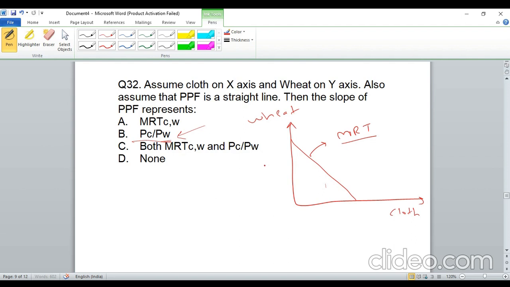But let me know, guys, what do you think for this one? According to me, this should be the answer for this one.